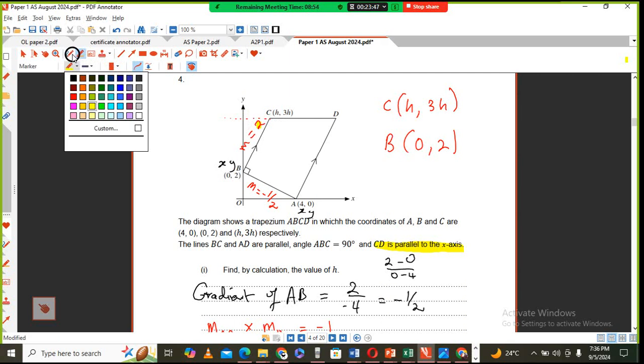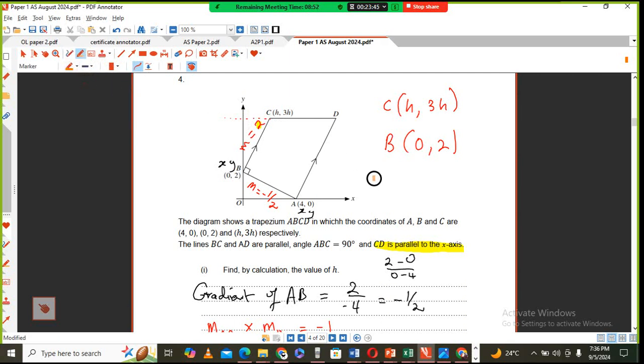Okay. So let me show you what the concept is. I'm just going to try to write it here so the diagram is nearby. So I'm going to say the gradient, 3h minus 2, subtracting the y values from each other, right? Then h minus 0. h minus 0 is just going to be h. And I will let it equal to 2, which is that gradient there.